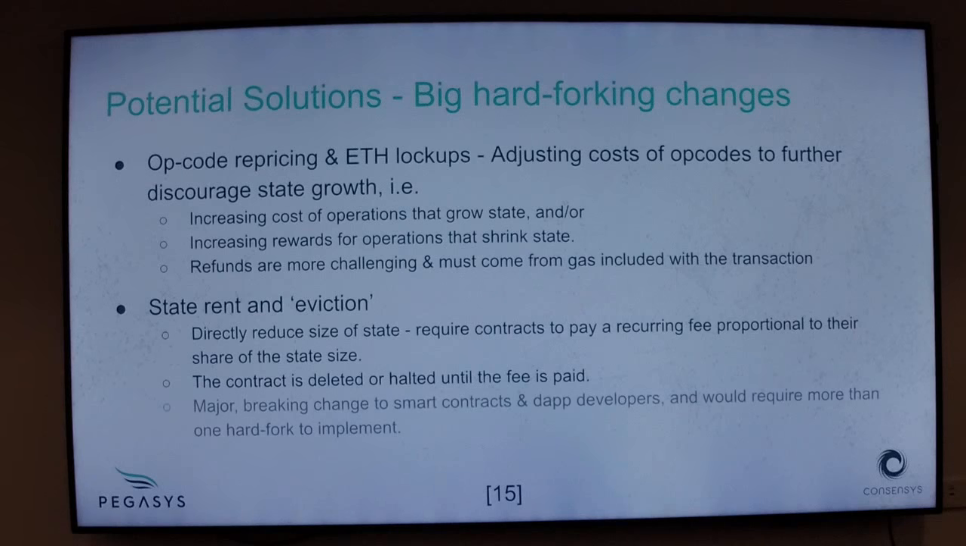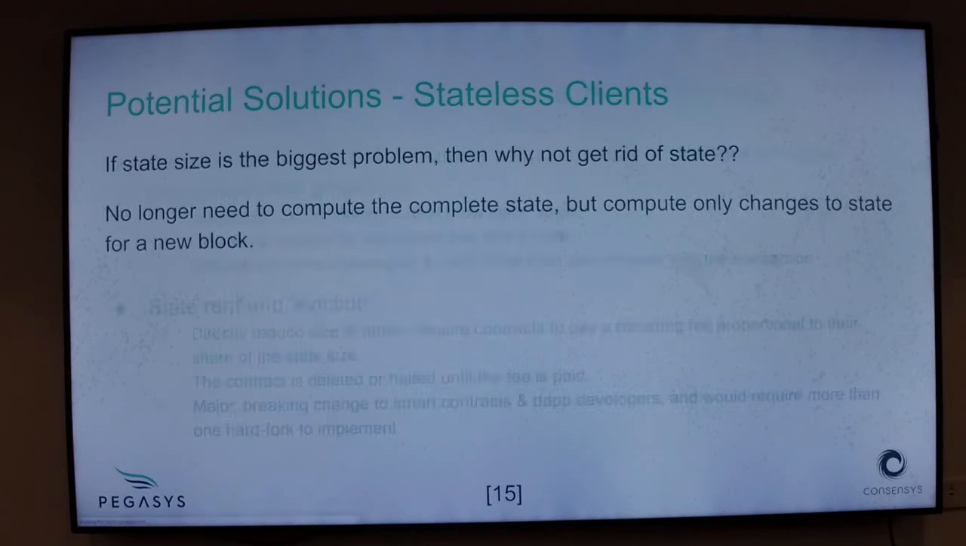And I think it was also meant that we were violating some of the promises that have been made in Ethereum by introducing something like state rent. So it would be a major breaking change to smart contracts and DApp developers, and would require more than one hard fork to implement. So in the end, after looking at that critically, that solution is no longer on the table.